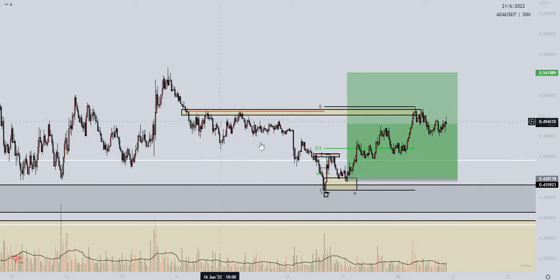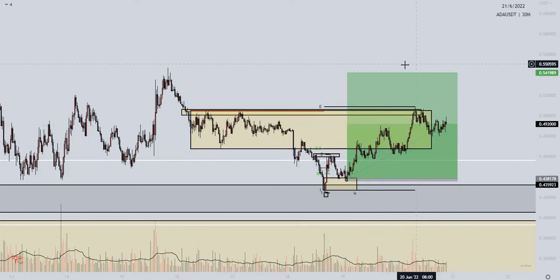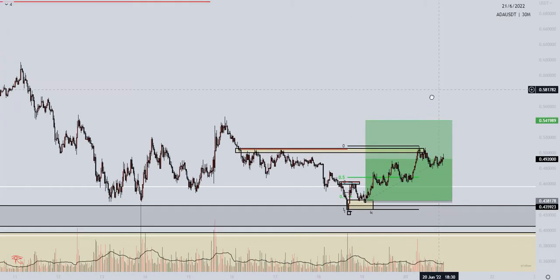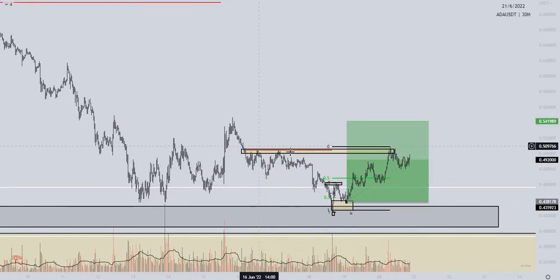This zone of redistribution, accumulation to then distribution, created supply. So this entire zone is actually supply, and once we came into that, we broke it. We invalidated it with strength. So this right here is a break of structure from this high that caused a new low, and I'm looking to take this higher.